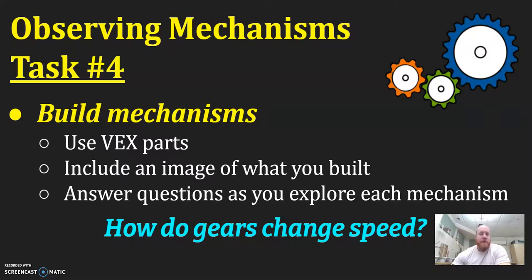Task number 4 of our Observing Mechanisms project is to actually build the mechanisms. You're going to use the Vex Robotics parts. You're going to use trial and error. You're going to look at some pictures to try to figure out how to actually build and create each mechanism. And then once you do that, you're going to include an image of what you built in your design notebook and then answer some questions as you explore how these mechanisms work.